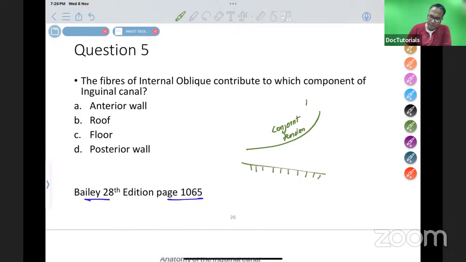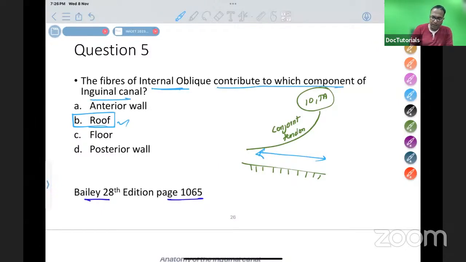The conjoint tendon is made up of internal oblique and transverse abdominis. So you know very well, the conjoint tendon of internal oblique and transverse abdominis forms the roof of the canal. So this is the canal. The roof of the canal is formed by internal oblique. So please don't forget, this is a simple straightforward question.